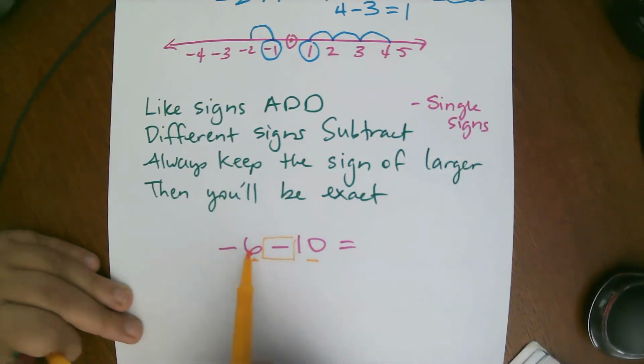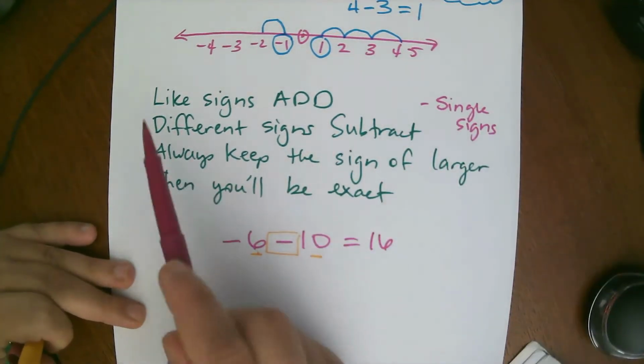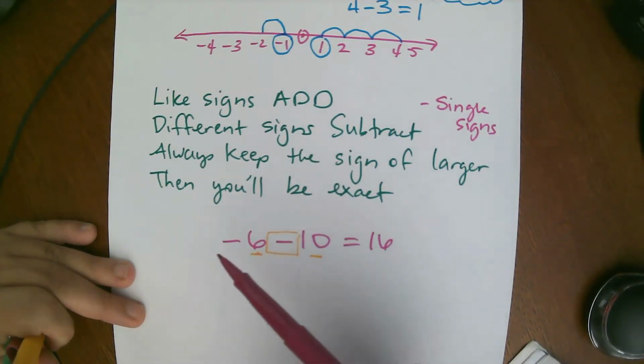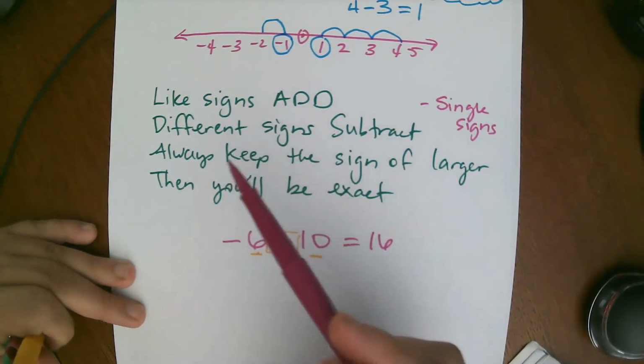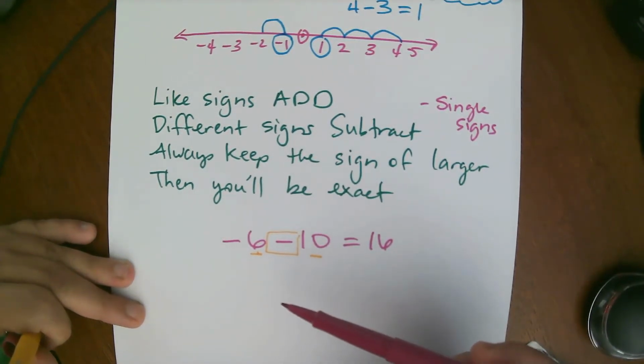Like signs add. Do these have like signs? Well, let's see. 6 has a negative and 10 has a negative. Yes, they do. So I'm going to add these. 6 plus 10 is 16. I could skip the second part, different signs subtract, because they don't have different signs. They both have negatives, right?